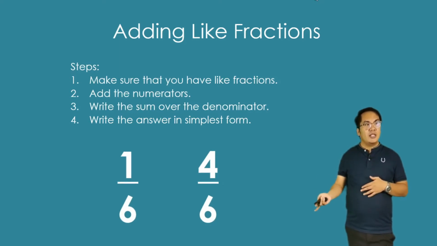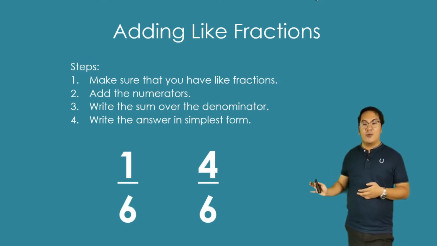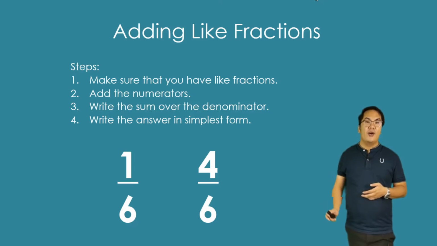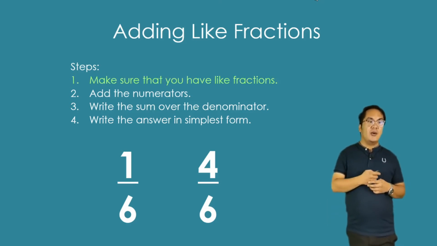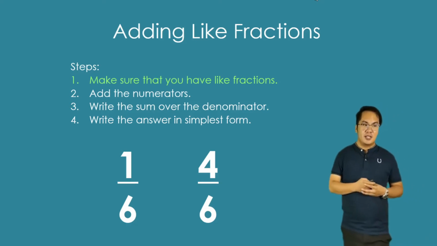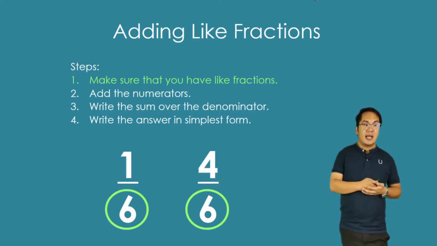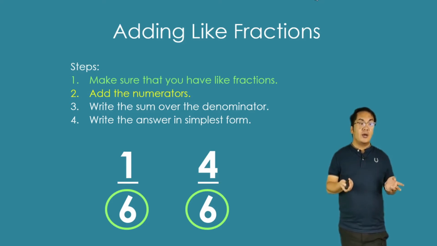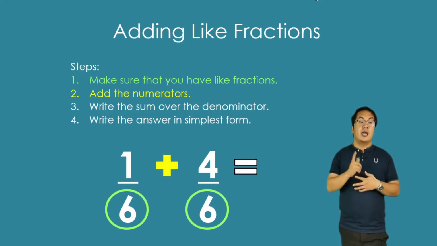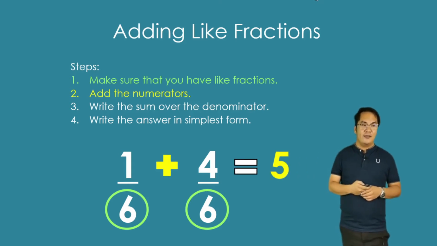Alright, so I'm going to give you an example. I have here 1 over 6 plus 4 over 6. First step, make sure that you have like fractions. So 1 over 6 and 4 over 6 are already like fractions. Second, add the numerators, which are 1 and 4. 1 plus 4 is equal to 5.